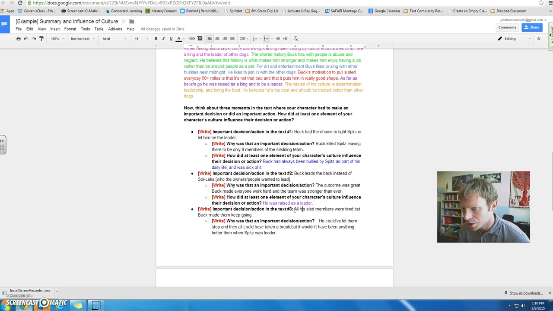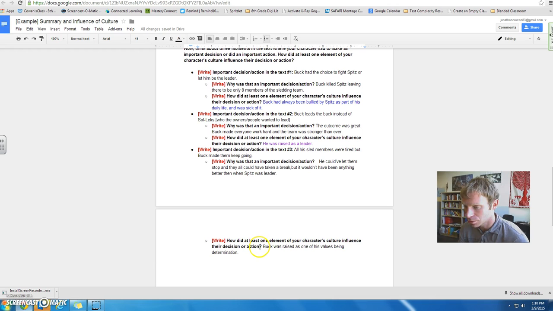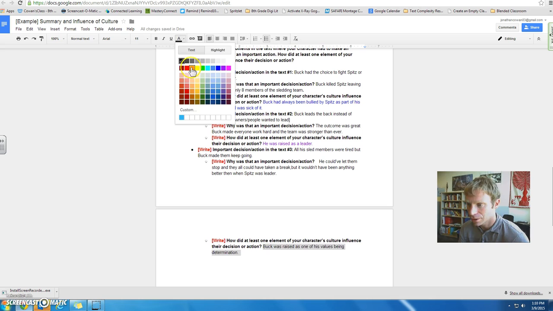Important decision or action: all his sled members were tired, but Buck made them keep going. And then why is that important? He could have let them stop and they could have all taken a break, but he wouldn't have been anything better than when Spitz was leader. So how did one element of their culture influence his action? Buck was raised with one of his values being determination. So that's part of the values of his culture.